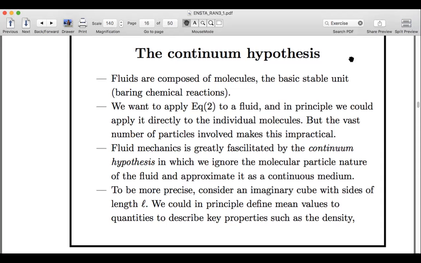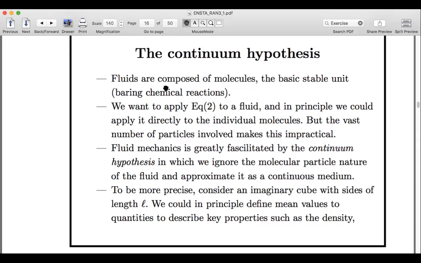Okay, so our main conceptual hurdle for today, at least, is to digest the continuum hypothesis. As I said, Newton's laws were written for particle motion, but in fluid mechanics it's much more convenient to apply them to a continuous medium. That's what we mean by fluid mechanics: we're treating this fluid material as a continuum.